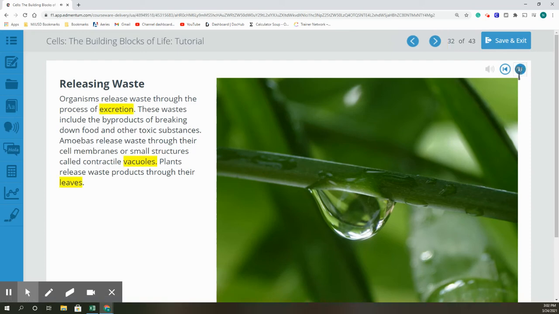Releasing waste. Organisms release waste through the process of excretion. These wastes include the byproducts of breaking down food and other toxic substances. Amoebas release waste through their cell membranes or small structures called contractile vacuoles. Plants release waste products through their leaves.